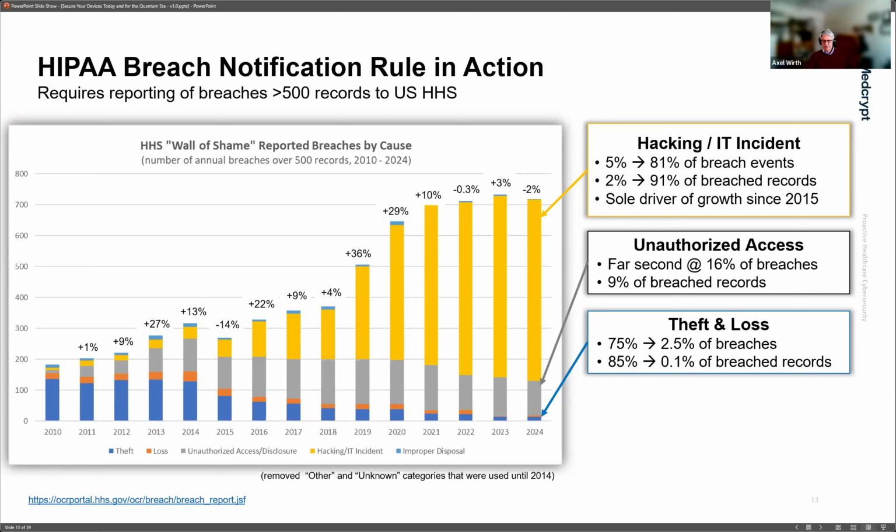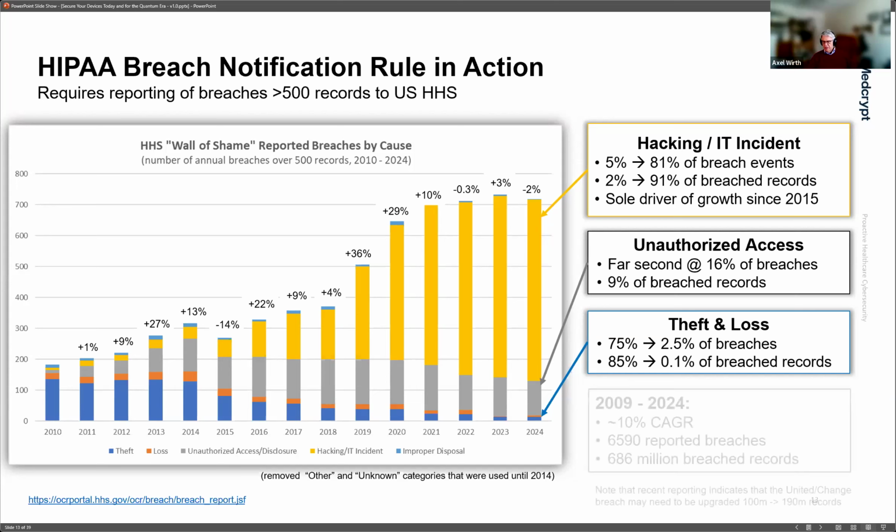And again, the single driver since 2015 for the growth in breaches has been that yellow category, hacking IT incidents. And it's even more profound if you look at the number of breach records, which as of last year, 91% were actually due to hacking IT incidents. So unauthorized access is still there as a second. Everything else is irrelevant. It's down to a few percent, even below a percent if you look at the number of breach records. And next, please.